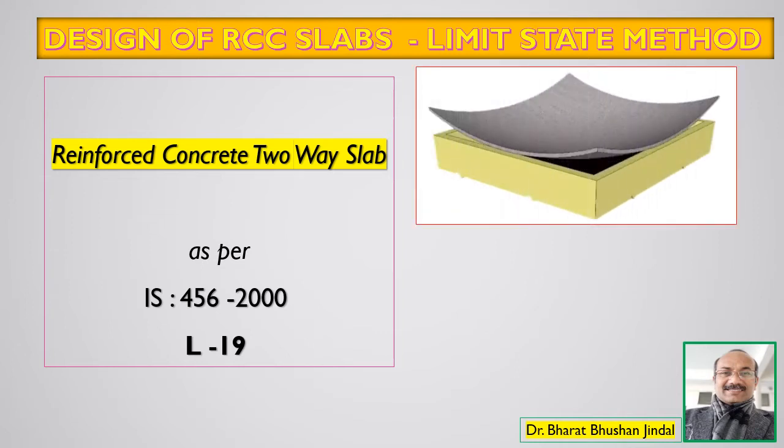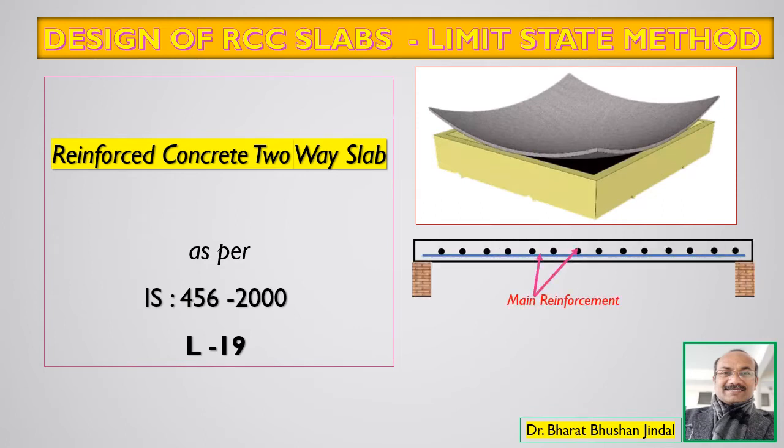So as discussed in the previous lectures, I have explained to you what is the meaning of two-way slab. So that means when the slab is supported on all the four sides, along with other IS codal provisions, we are going to define two-way slab. And you can see in this diagram that bending will be taking place on all the four sides.